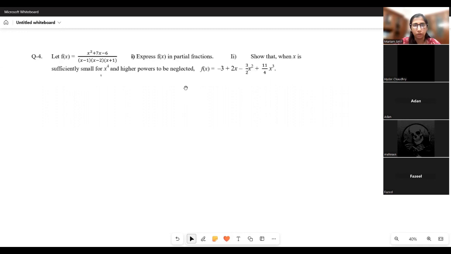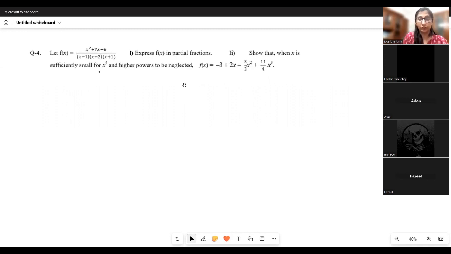Okay, question 4. So we've already done partial fractions of question 4 in the last chapter of partial fraction. So let's just use that. I'm going to just break that into partial fractions. So the answer for part 1 is minus 1 over x minus 1.